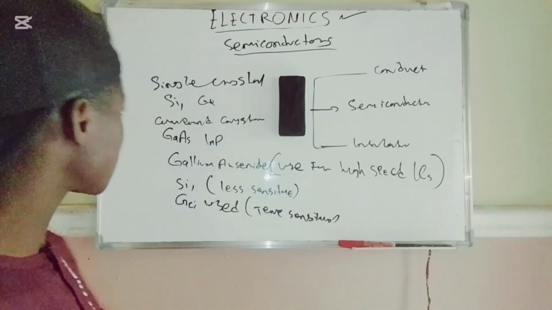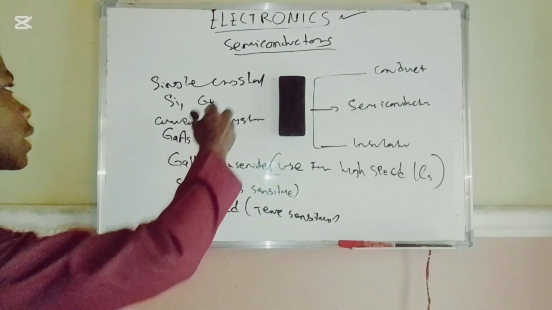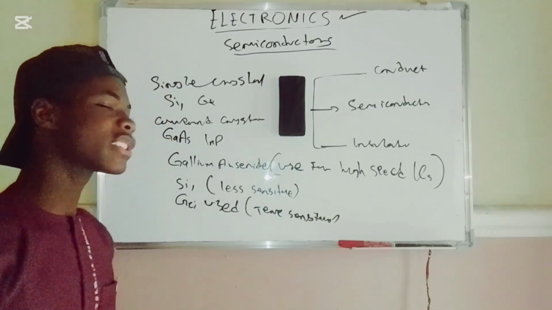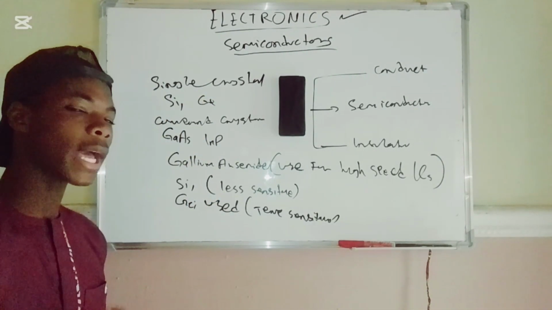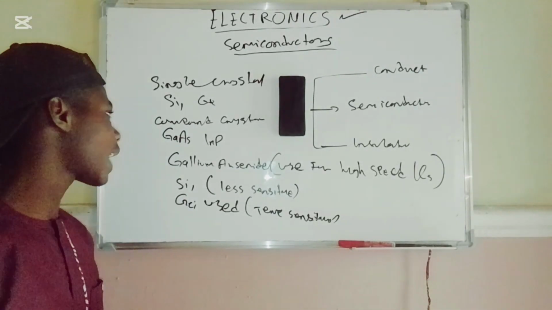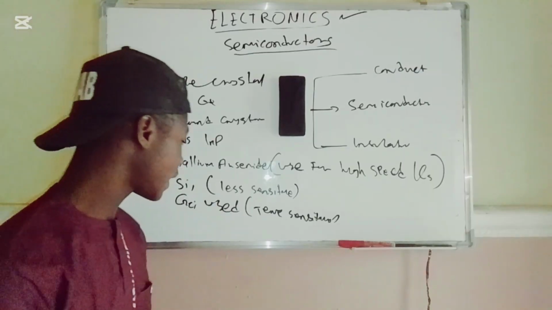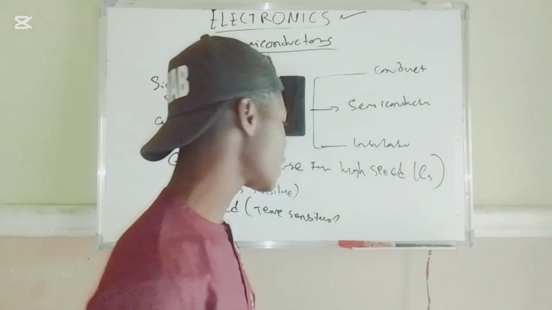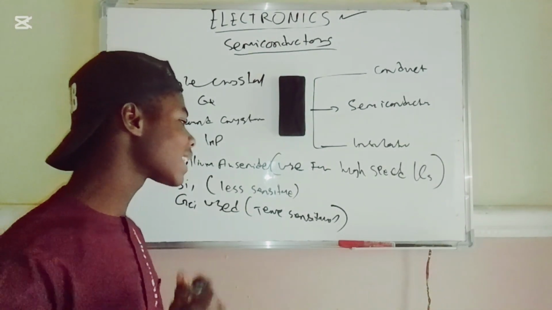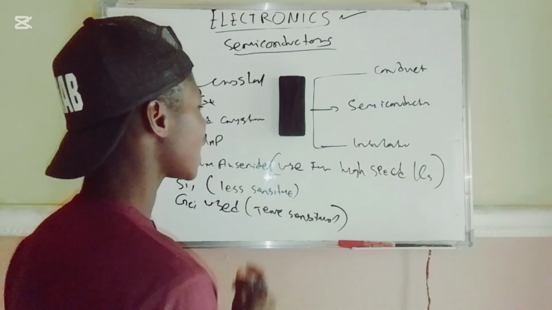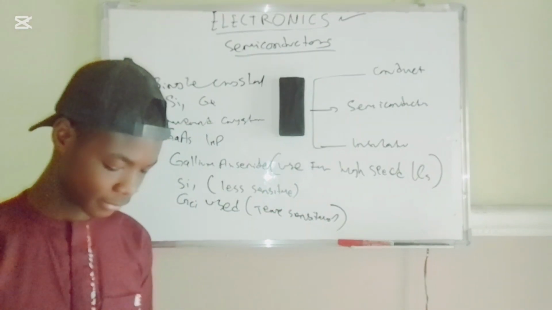sensitive. So under semiconductor, I define what a semiconductor is, and I have the single crystals and compound crystals. In the single crystal I have silicon and germanium. In the compound crystal I have gallium arsenide and indium phosphide. Germanium is temperature sensitive, silicon is less, and gallium arsenide is used for high-speed integrated circuits.